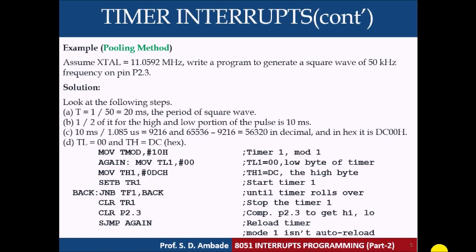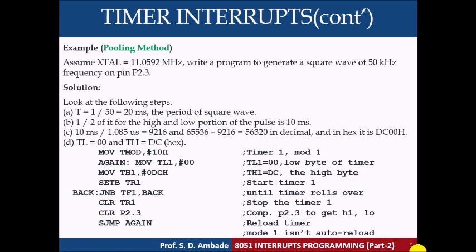Then 10 milliseconds will be divided by 1.085 microseconds, the value equal to 9216, and this is our calculation method. 65536 minus 9216 is equal to 56320 in decimal. This is our count that should be loaded into our TH and TL registers, and its hexadecimal equivalent is DC00H. So we have to load the count value DC in the TH register and 00 in the TL register. So TL will be equal to 00 and TH will be equal to DC in hexadecimal.